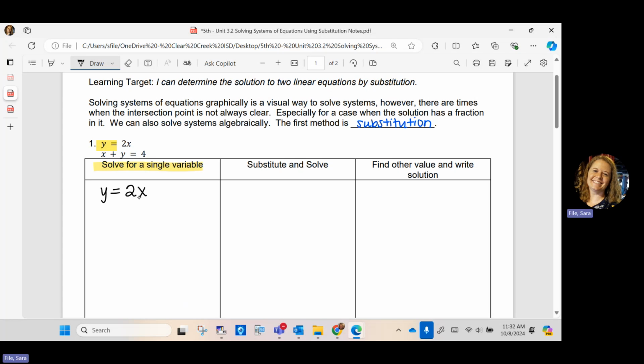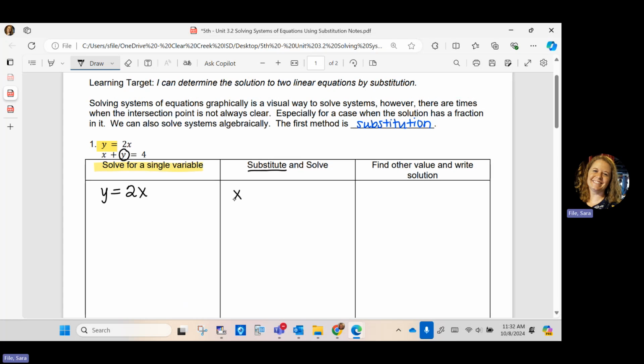What we're going to do with that is substitute it into the other equation and solve. In the other equation, there's where y is. So I'm going to have x plus y equals 4. Now I am going to substitute instead of y, we said y is 2x. So I'm going to replace the y with 2x. I make that substitution.